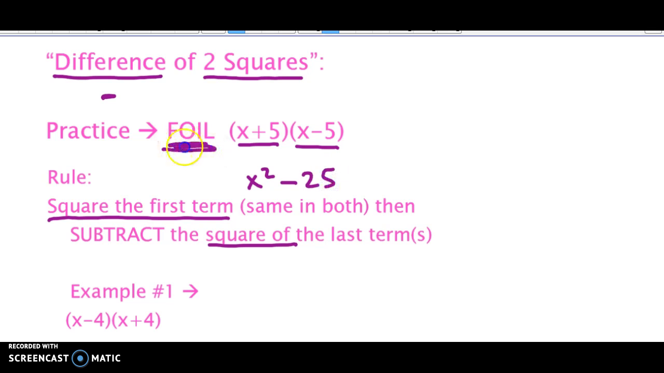But let's use FOIL to double check our answer. We can always fall back on FOIL, multiplying the first, outer, inner, and last terms, in case we forget any of these shortcuts. So let's go ahead and FOIL.